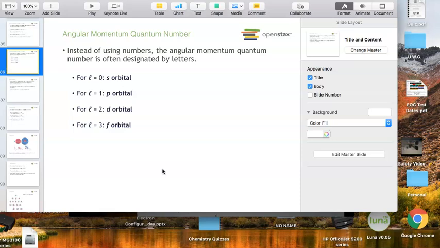So instead of using numbers, the angular momentum quantum number is often designated by letters. For L equal to 0, it's referred to as an s orbital. L equal to 1, it's p. L equal to 2, it's a d orbital. And L equal to 3, it's an f orbital.